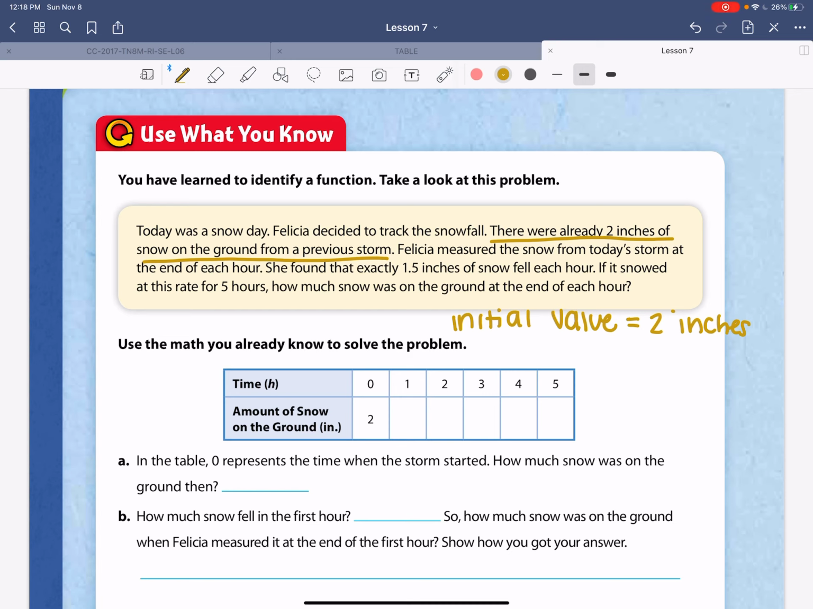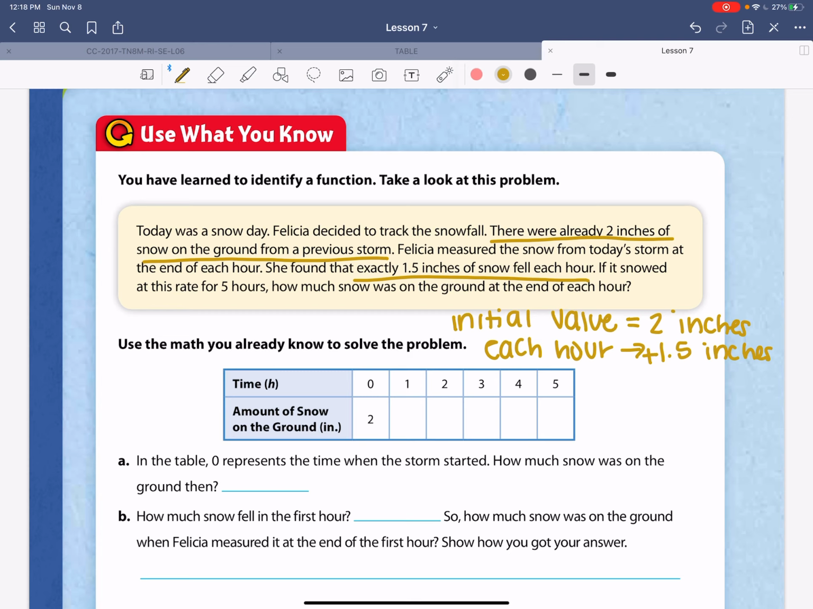Felicia measured the snow from today's storm at the end of each hour. She found that exactly 1.5 inches of snow fell each hour. So each hour, we're going to see an additional 1.5 inches of snow. If it snowed at this rate for 5 hours, how much snow is on the ground at the end of each hour? So I'll say we're getting an additional 1.5 inches each hour.